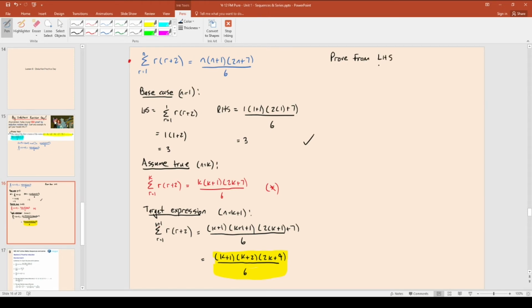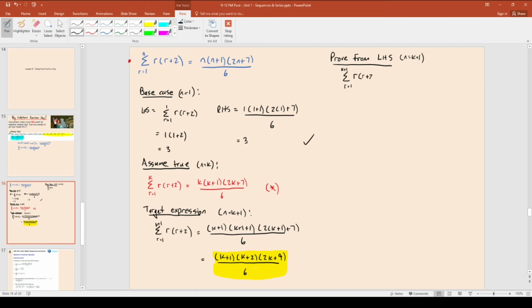Cool? Well, you prove from the left-hand side, and you do that also for n equals k plus 1, from the left-hand side. So what have we got on the left-hand side? Well, it's the left-hand side of the target expression. You've got the sum of all r from 1 all the way through to k plus 1, because it is the next case up, of r and then r plus 2.